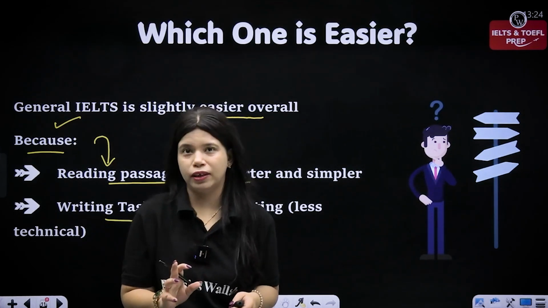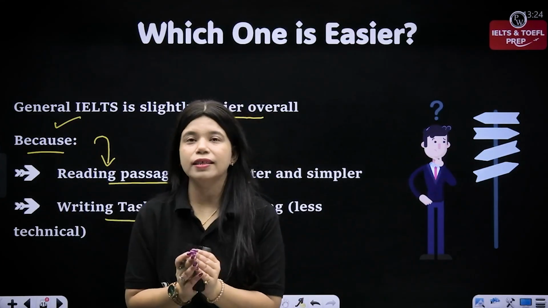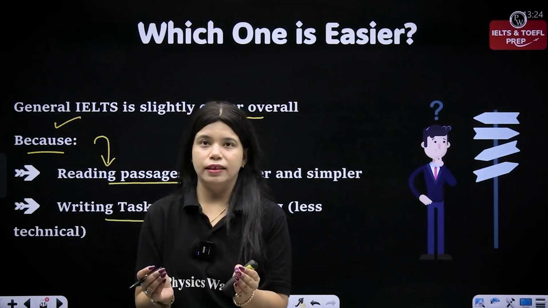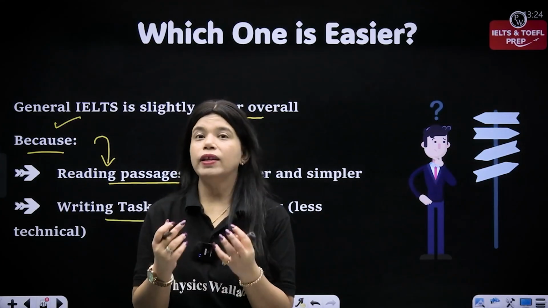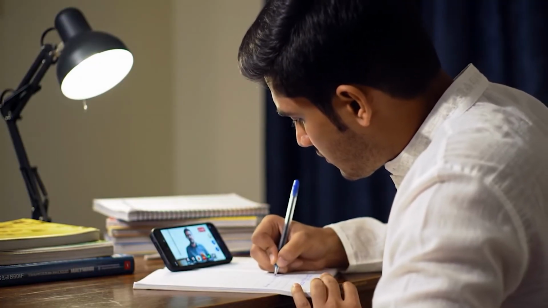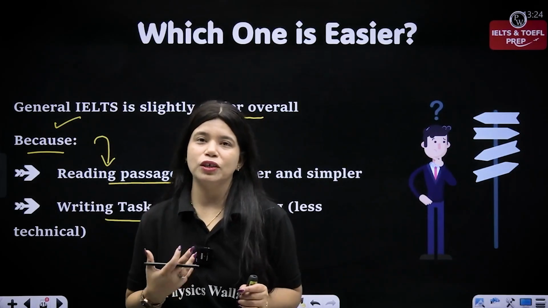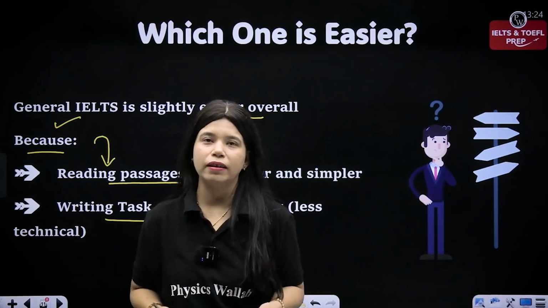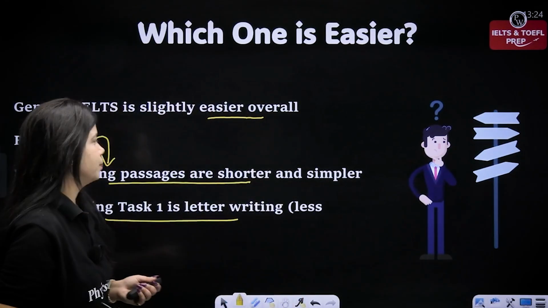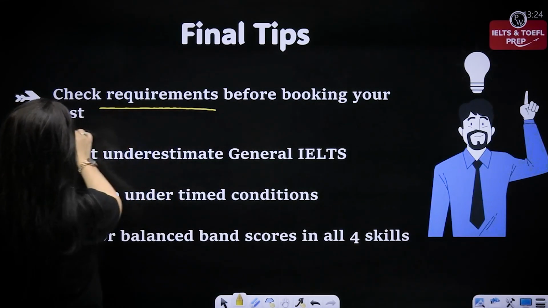If you have to take general IELTS, you really need to understand your English language skills. If they are excellent, if they are decent, then well done. If they are not, then you still have to prepare for it, because even in general IELTS, grammar and vocabulary, your pronunciation, fluency, all these things matter a lot. They can't be ignored. Okay, so final tips, check requirements before booking your test.